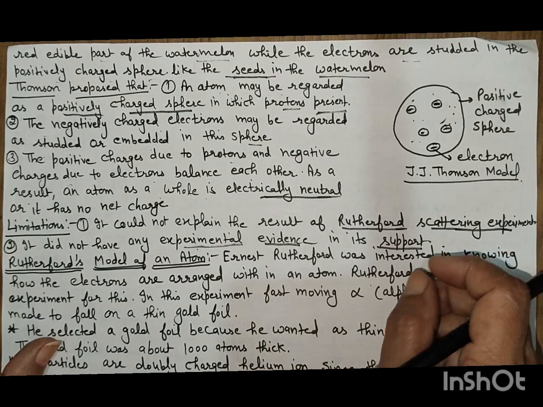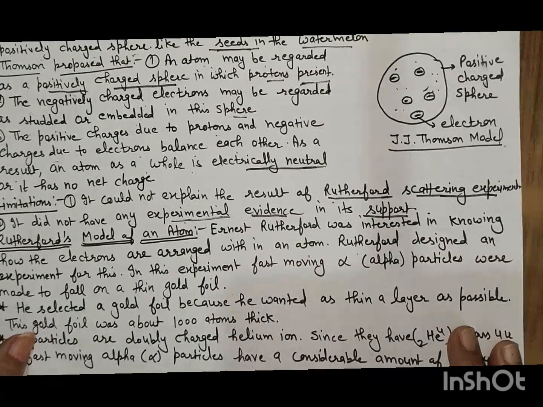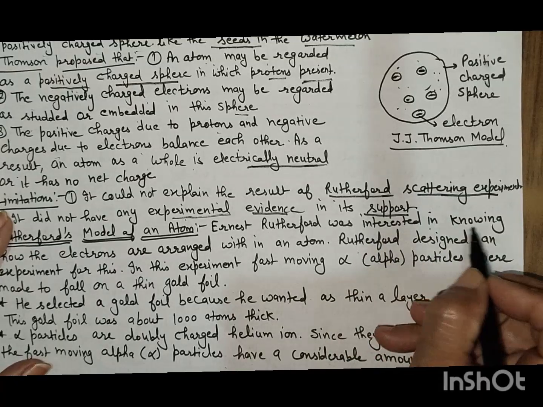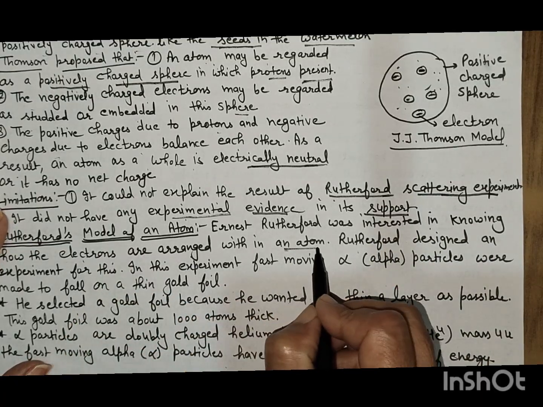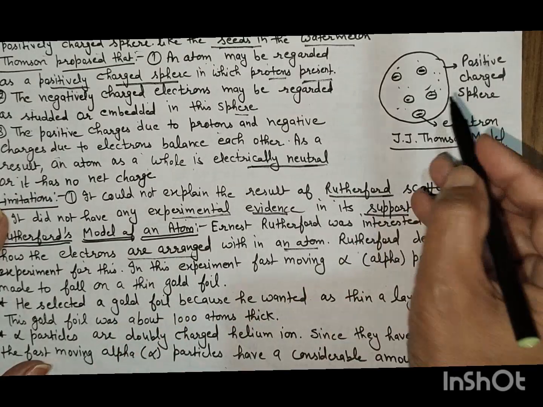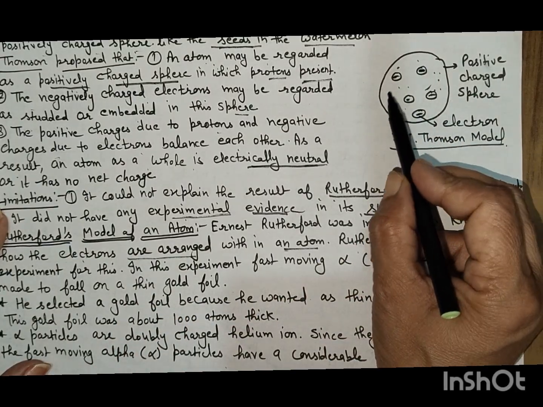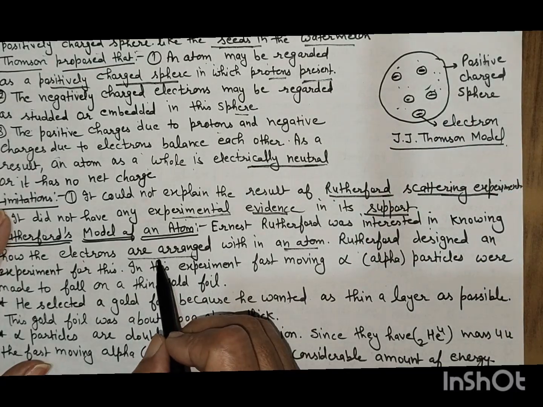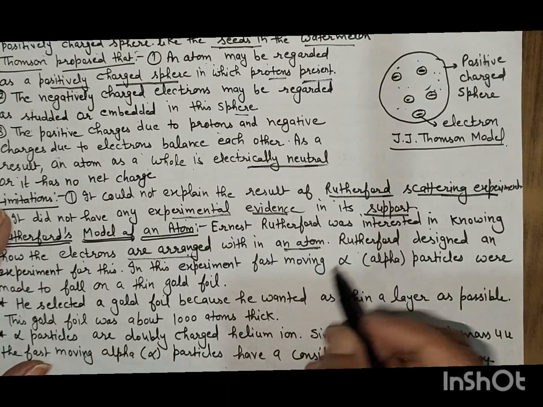Now the next model is the Rutherford model of an atom. Ernest Rutherford was interested in knowing how the electrons are arranged within the atom. Thomson said electrons are spread just like the seeds in the red edible part here and there, but Rutherford wanted to know how the electrons are arranged within the atom.